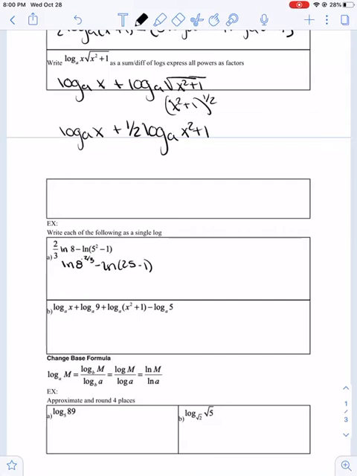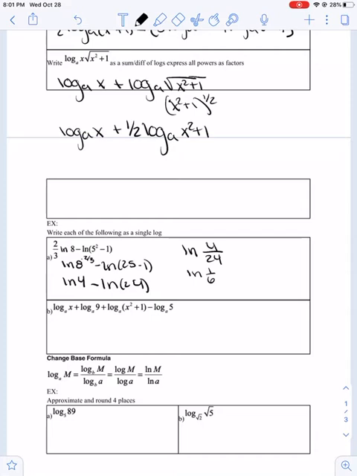Next, I'm going to evaluate 8 to the 2/3, and 8 to the 2/3 equals 4. So I have natural log of 4, and then 25 minus 1 is 24. So minus natural log of 24. Now I'm going to use my minus as division to combine my logs. So natural log of 4 divided by 24. If I simplify 4 over 24, I get natural log of 1/6.